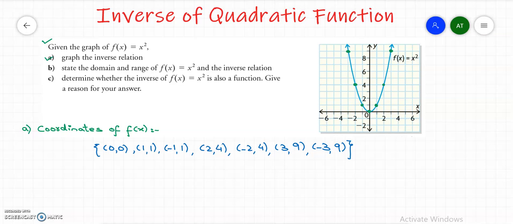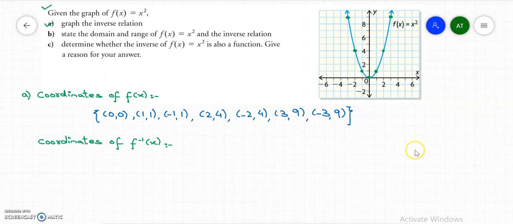To get the graph of the inverse relation, we need to find the coordinates of f inverse of x. To get the coordinates of f inverse of x, the first thing is we need to switch the coordinates of f of x, right? So 0, 0 changes to 0, 0. We have 1, 1. Okay.